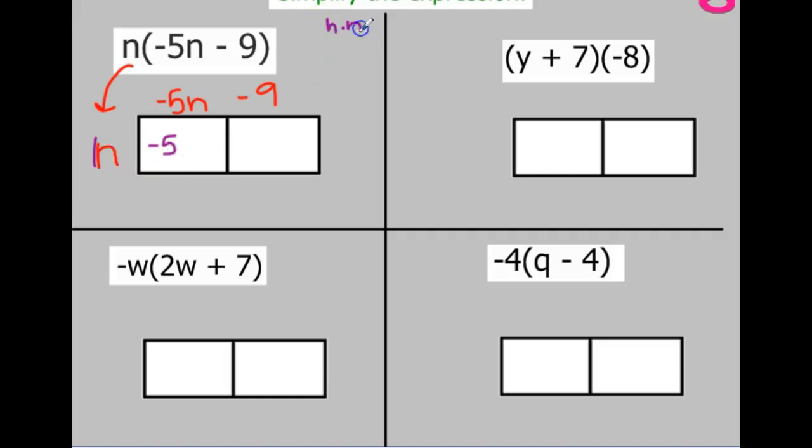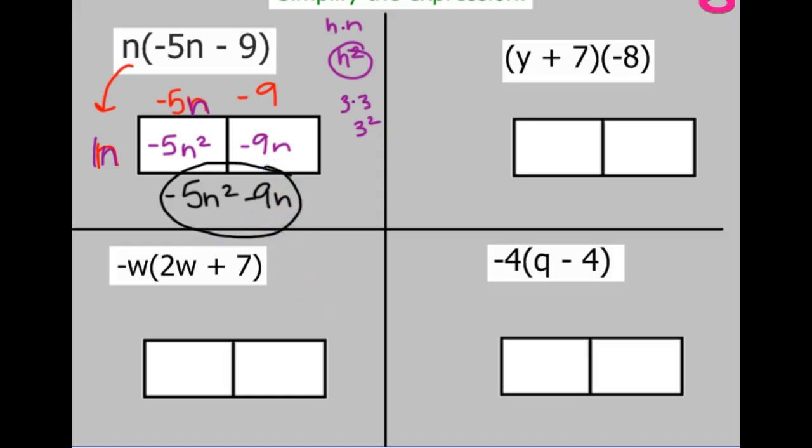N times n, be careful, that's really n to the power of 2. Just like we said, 3 times 3 is the same as 3 to the power of 2. N times n is n to the power of 2. We have an n here and an n here. And then 1 times -9 is still -9, and it's also multiplied by n. So our answer is -5n squared minus 9n. You cannot combine these together because one is the power of 2 and one is just an n. So this is our answer.